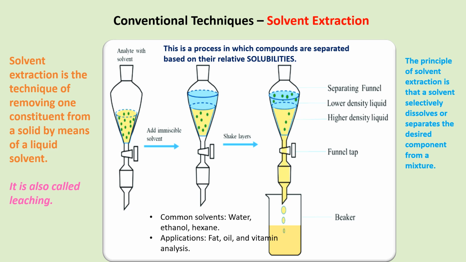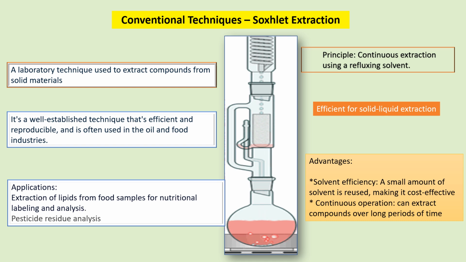Conventional techniques, solvent extraction. This is a process in which the compounds are separated based on their relative solubilities. So, solvent extraction is defined as the technique of removing one constituent from a solid by means of a liquid solvent. It is also referred to as leaching. The principle of solvent extraction is that a solvent selectively dissolves or separates the desired component from the mixture.